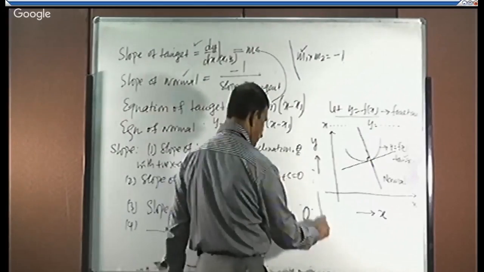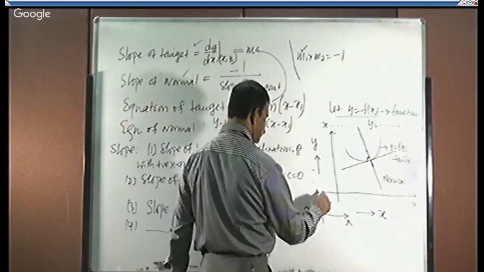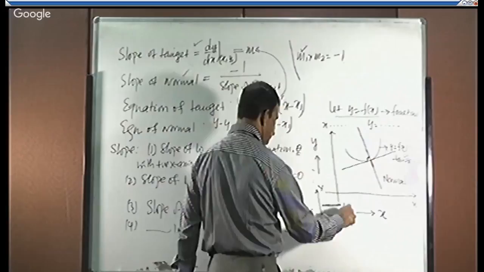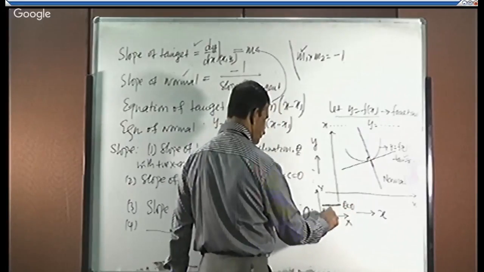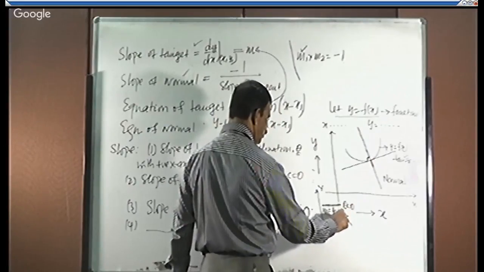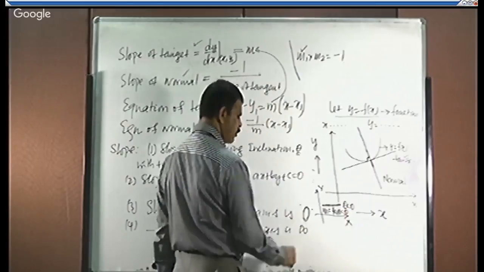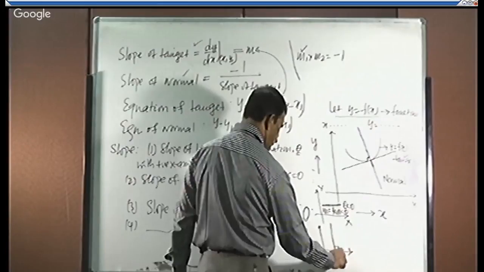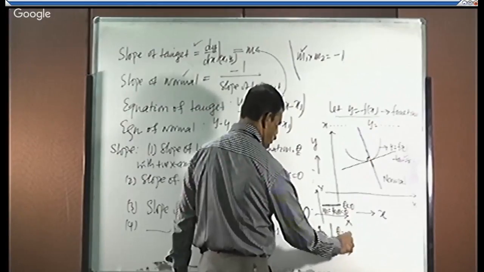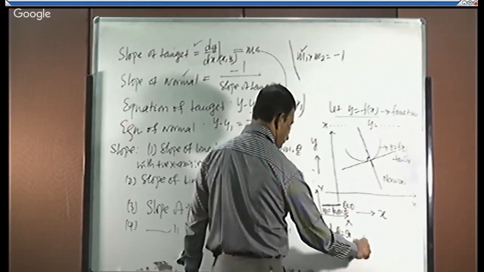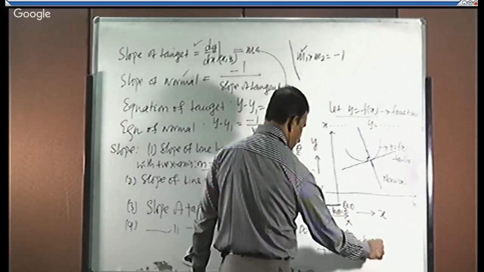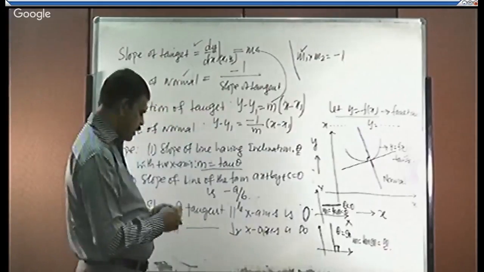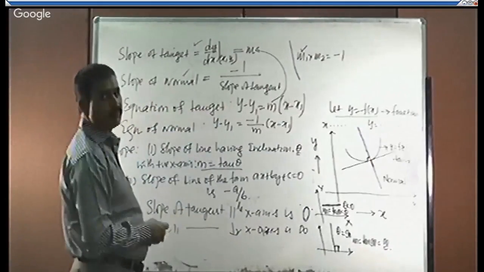How does it become infinity? See, this is a line, this is the x-axis, this is the y-axis. This is a line which is not at all meeting the x-axis, which means theta is 0. When m is equal to tan 0, the slope is 0. Suppose a line is perpendicular to the x-axis. Then theta is equal to 90, therefore slope is tan 90. Tan 90 is infinity.